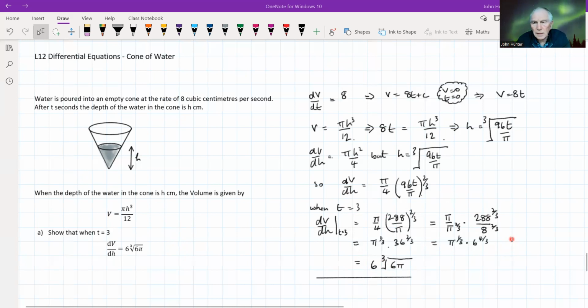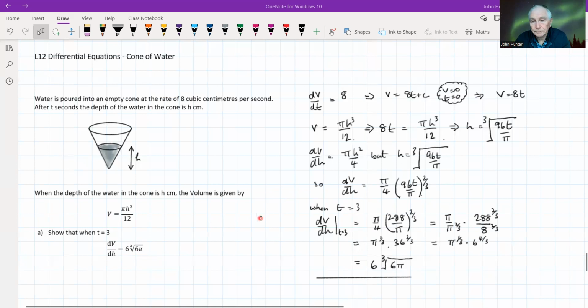And I think there's 2 keys, aren't there, to actually solving this. First of all, we've got to recognise that we can easily get dV/dh, but in terms of h, and therefore we need to be able to have h as a function of t in order to get dV/dh in terms of t. How do we do that?